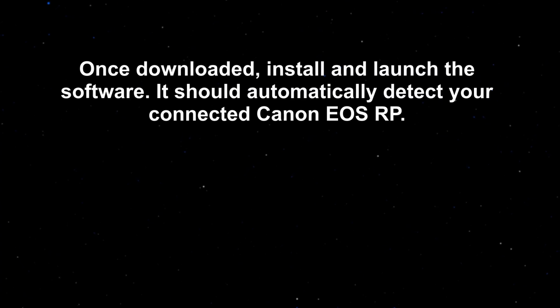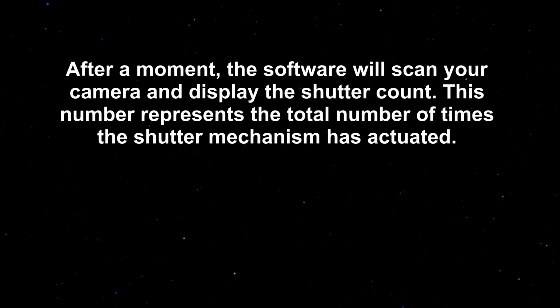It should automatically detect your connected Canon EOS RP. After a moment, the software will scan your camera and display the shutter count. This number represents the total number of times the shutter mechanism has actuated.